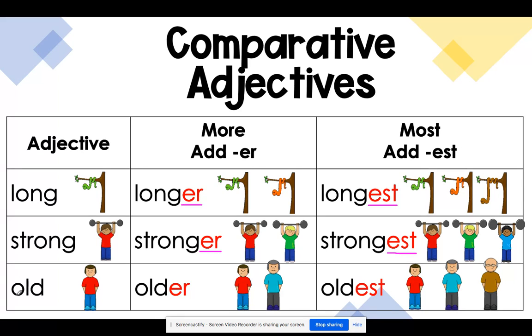Last example here, I have the adjective old and a picture of a boy. However, looking at the second box, I want to compare the boy to his father and show that his father is more old, or we would say older, by adding ER to the end of the adjective. Now, looking at the last picture, I'm comparing three boys. And I want to show that the grandpa is what we call the oldest. Adding the EST now shows that he is the oldest or the most old.